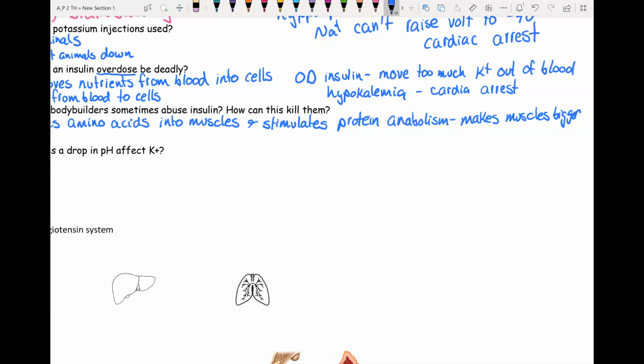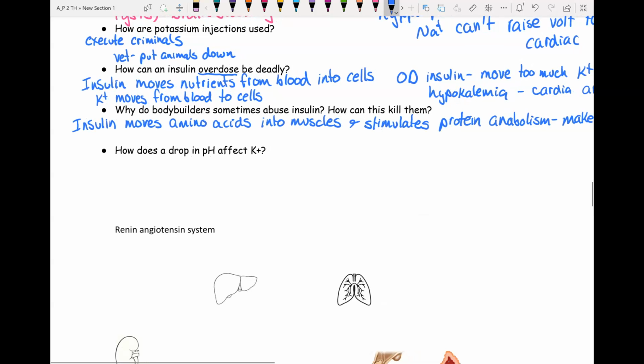So sometimes competitive bodybuilders will purposely inject themselves with insulin to help make their muscles get bigger. But this can backfire. It can be deadly because it can cause that hypokalemia. And that hypokalemia can cause cardiac arrest.